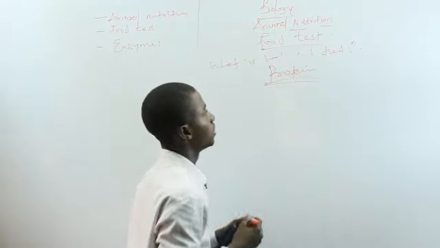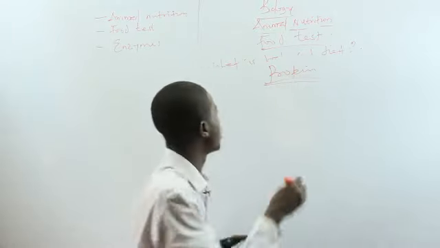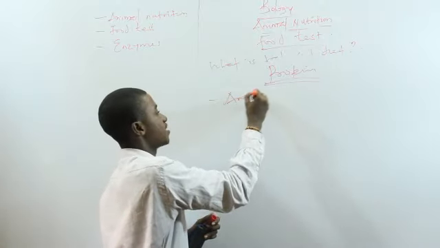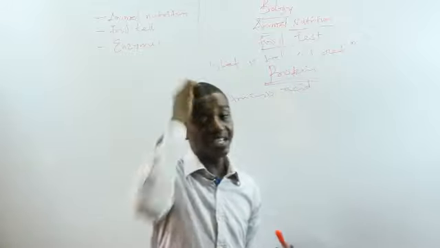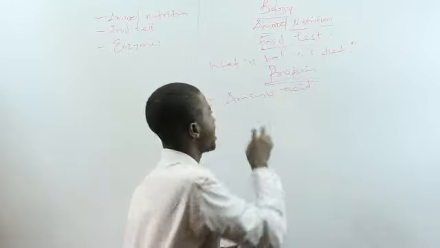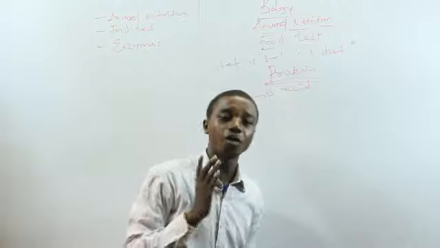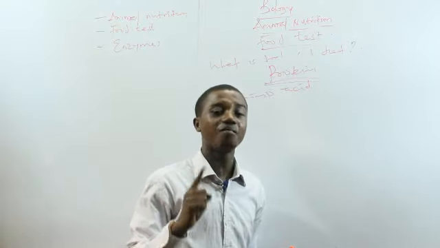Protein. Now the major component of protein is what we call the amino acid. Amino acid is a major component of protein. When proteins are broken down, it will give us amino acid.